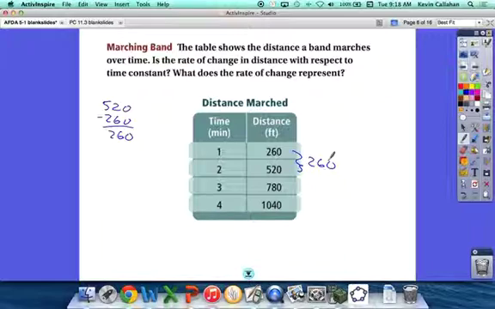And then you can do the same thing. What's 780 minus 520? 260. And what's 1,040 minus 780? 260, right? Now notice that the x values were also changing in steady increments. It went 1, 2, 3, 4. So the rate of change here is 260 feet for every minute, right? The distance that the band is traveling. Now, when this is a constant, you're dealing with a linear function. It's something that has a graph that looks like that.